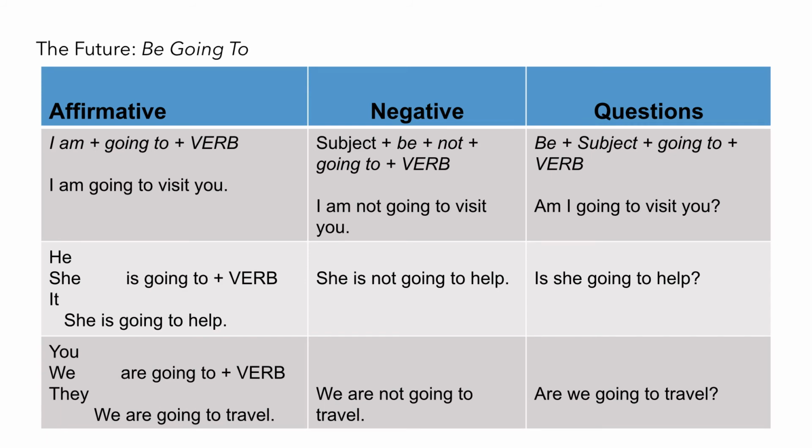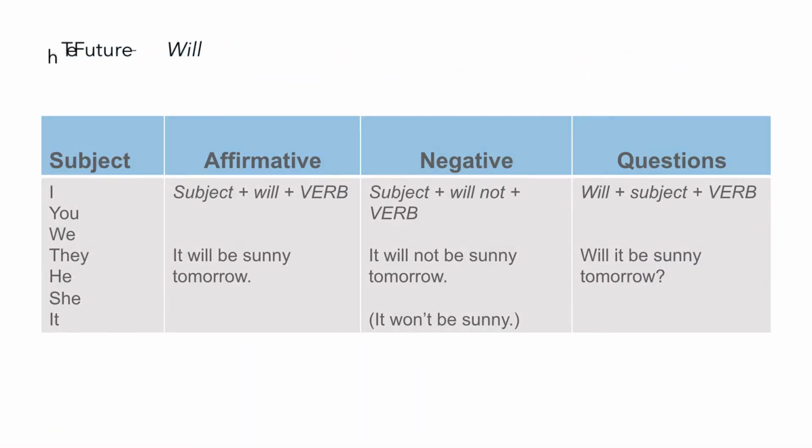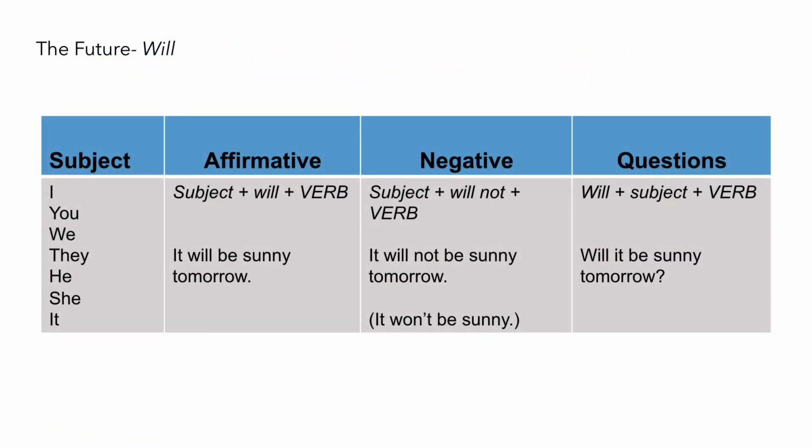We can also use be going to talk about a future prediction. But we can also use will to talk about a future prediction. For example, Chase will enjoy his day today. I think it's going to happen. We use will with every subject and the base form of the verb.